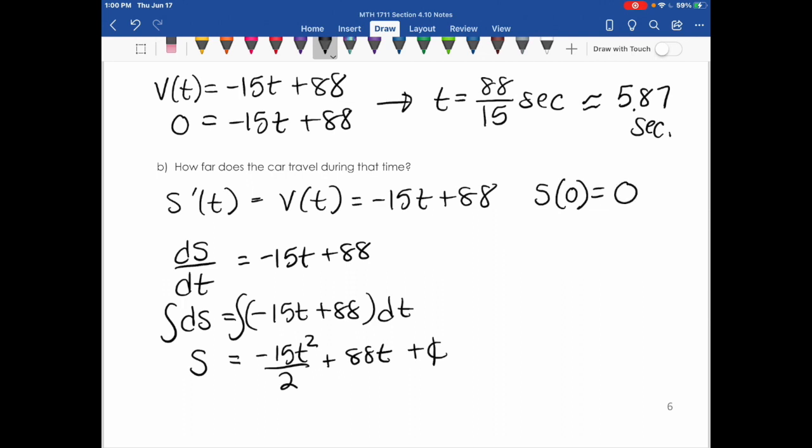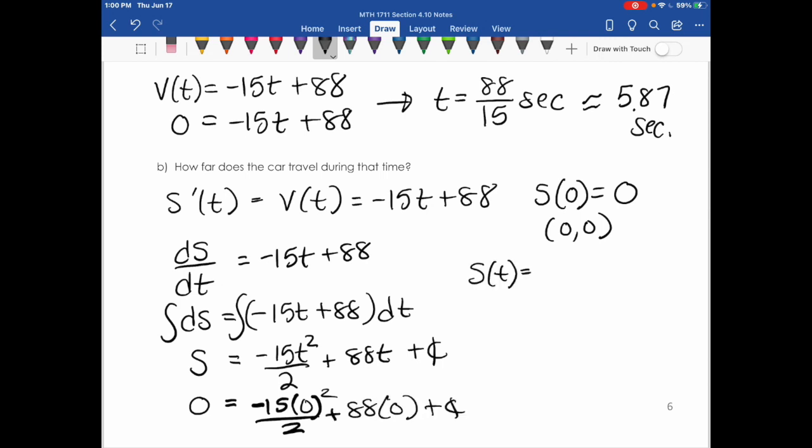Now, even though the problem didn't tell us this, we do know that for the position function, at time equal to 0, the car hasn't moved any distance yet. So we have the point 0, 0, and we can use that to find our constant. So if I plug in 0 for my position, and I plug in 0 for my time, I'll find that the constant is just going to be 0. So my function, s of t, is going to be negative 15t squared over 2 plus 88t.